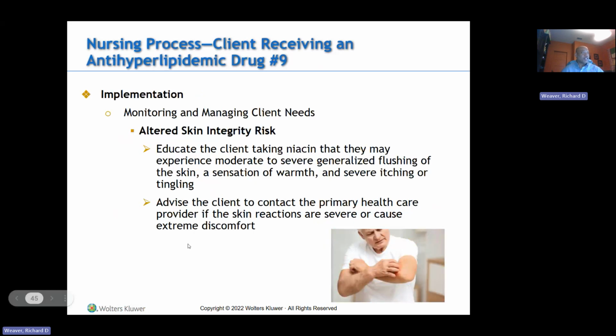Skin integrity: educate the client taking niacin that they may experience moderate to severe generalized flushing of the skin, sensation of warmth, and severe itching or tingling. So really pay attention to this niacin. You may see that one again on your test. Advise the client to contact the primary care doctor if skin reactions are severe and cause discomfort.